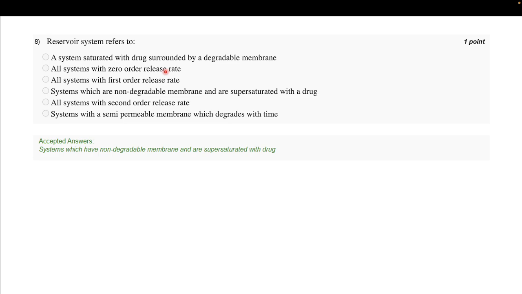Then all systems with zero order release rate, no, it's not necessary that this should have a zero order release rate. Or all systems with first order release rate, again not necessary. And then we have systems which are non-degradable. This is the correct option. Fifth was all systems with second order release rate. No, there is no second order release rate here. And last is systems with a semi-permeable membrane which degrades with time. Again, we don't want our membrane to be degradable. So the only correct option defining a reservoir system is systems which have a non-degradable membrane and are supersaturated with drug. Is this clear?